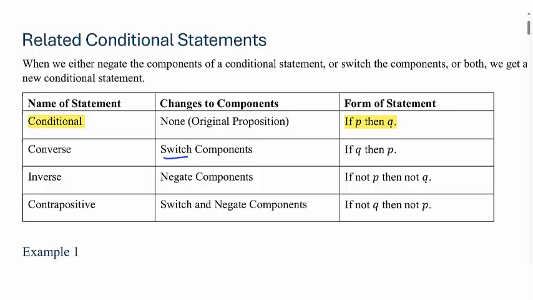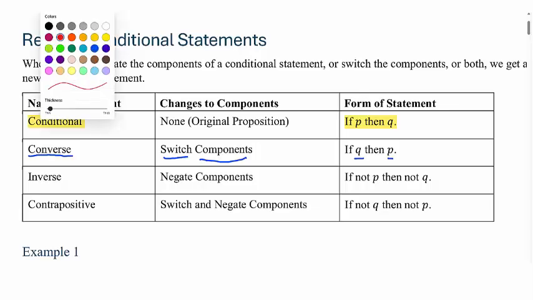First change I'm going to make to that original conditional statement is what if we switched the components? Remember, the components are the P and the Q. They're the smaller statements within the larger if-then statement. So if we switch those and we put the Q as the hypothesis and the P as the conclusion instead of the other way around, we call that the converse of the original statement. So the converse is where we switch components.